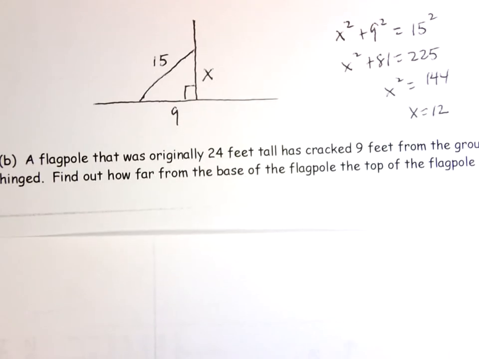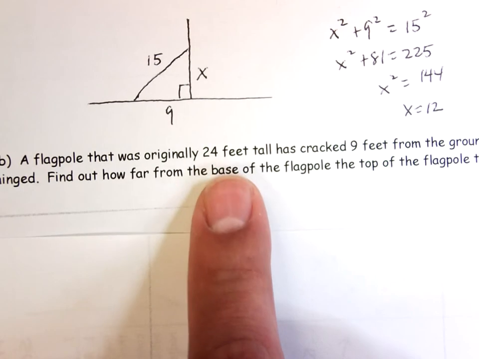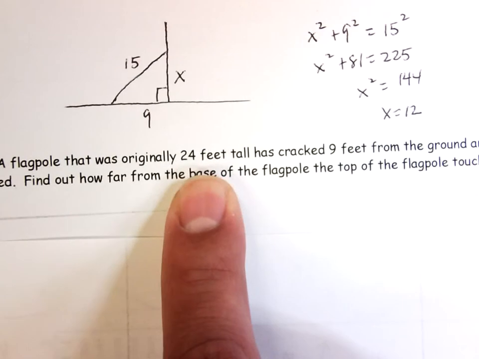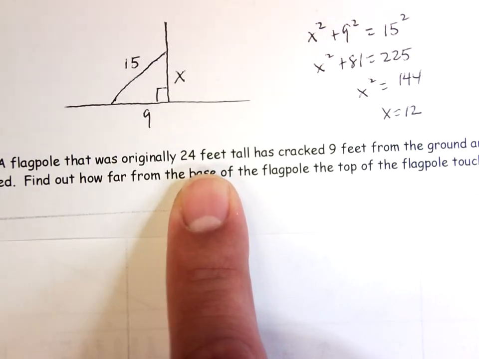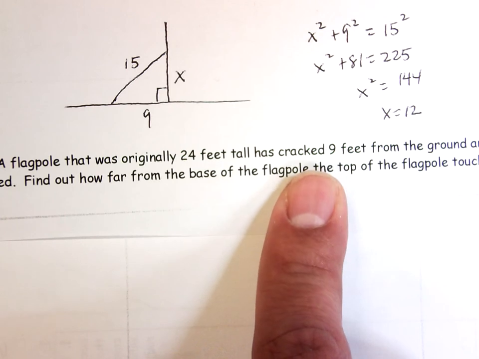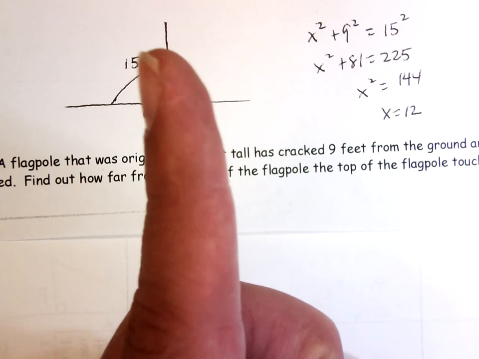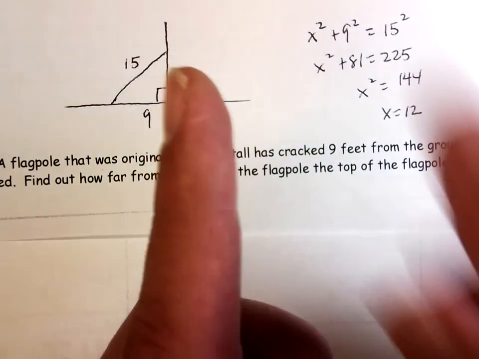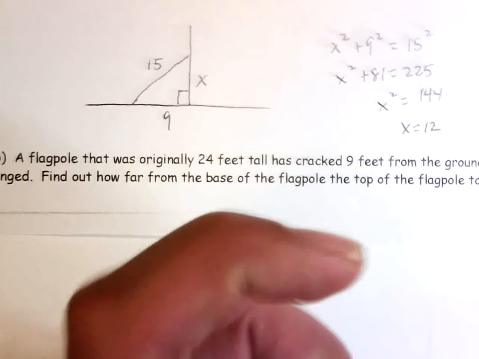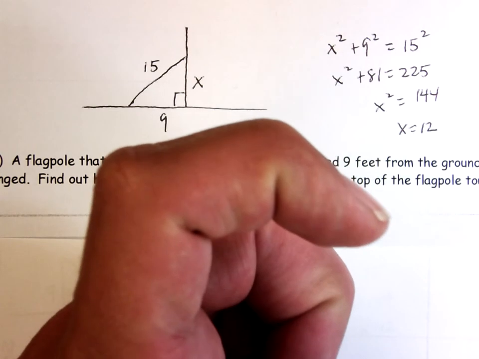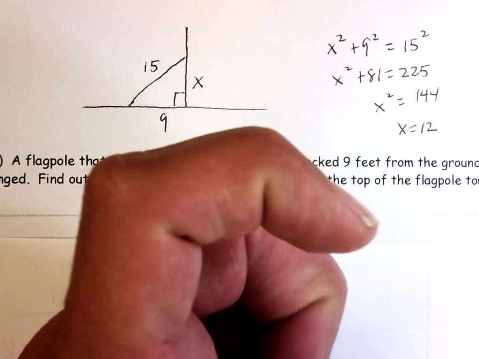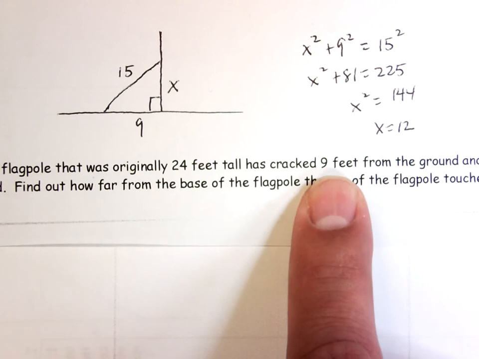Okay, I have a flagpole that was originally 24 feet tall. So my flagpole was 24 feet tall. It cracked though, so it's not still standing 24 feet tall straight up. It cracked 9 feet above the ground. So my flagpole was going straight up and down like this, and it was 24 feet. It now cracked and is leaning down like this. So it's not straight up and down anymore. And it cracked 9 feet above the ground.